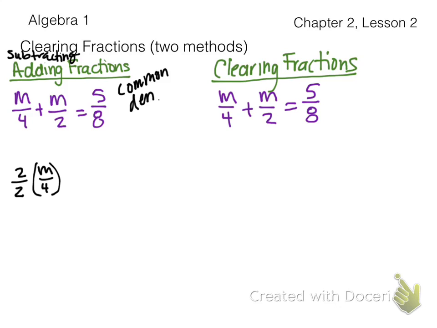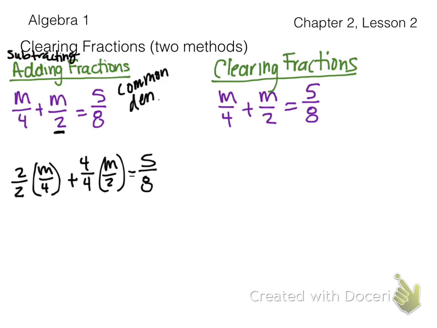So really I'm multiplying by 1, but it's a fancy way of writing 1. What do I need to do to 2 to get 8? Well, I need to multiply by 4 over 4, and that's m over 2. And what do I need to do to 8 to get 8? Nothing, so it can stay the same. All right? So now that I've done that multiplication, I need to multiply fractions.